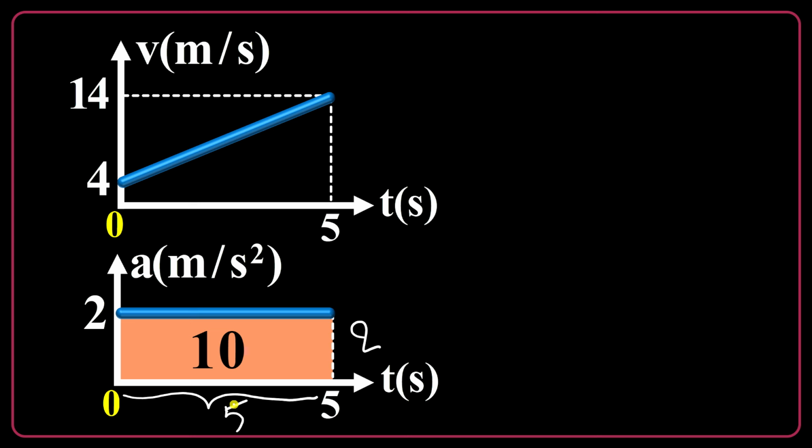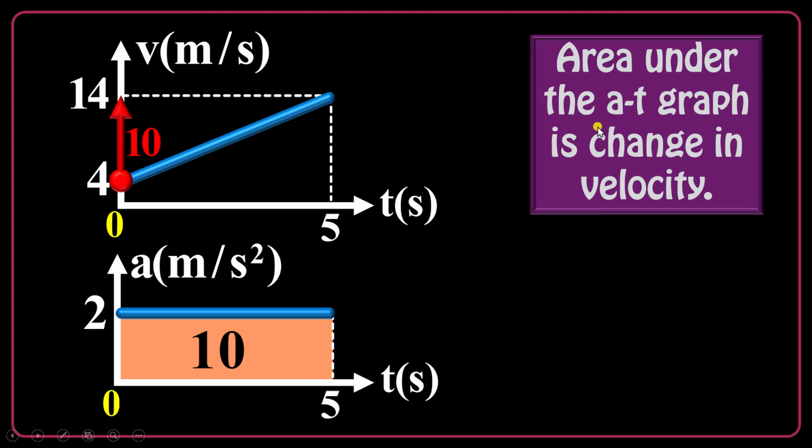Okay, what does it mean? Look at the VT graph. You see the velocity starts from 4, goes to 14. The increase in velocity, change in velocity, is also 10. It's very interesting. So you must know that area under the AT graph, acceleration time graph, is always change in velocity. Can it be negative? Yes. Change in velocity can be negative, can be positive.